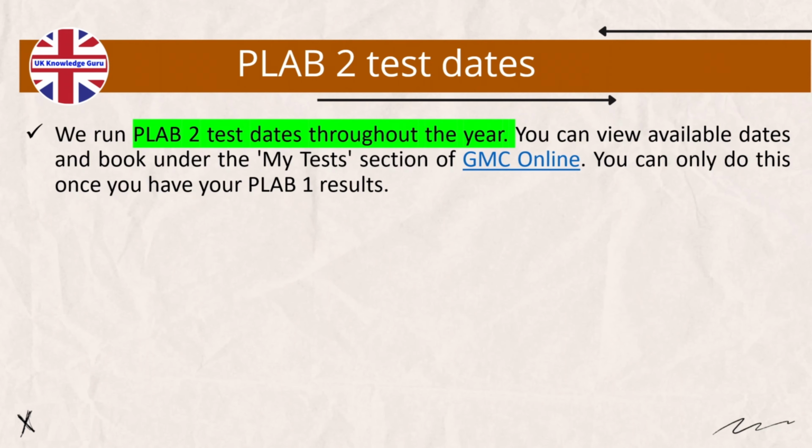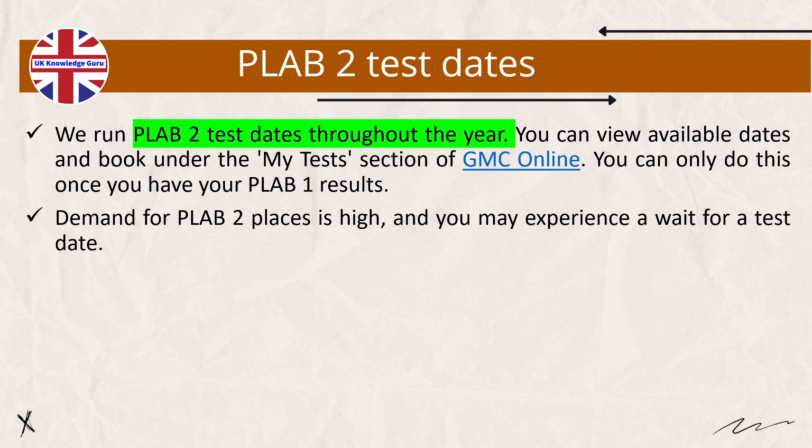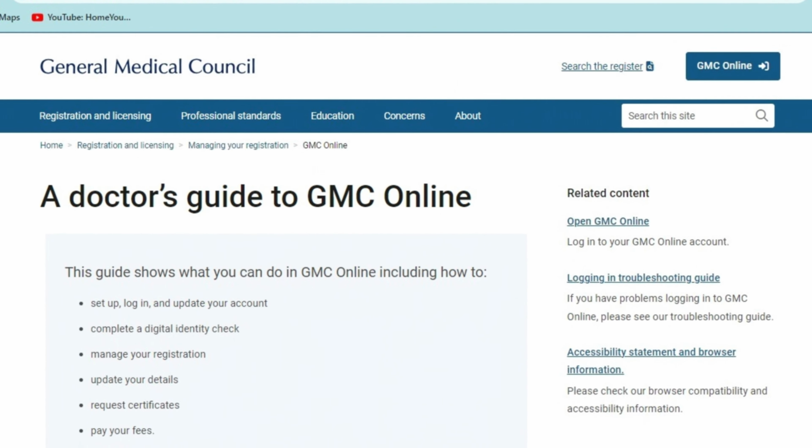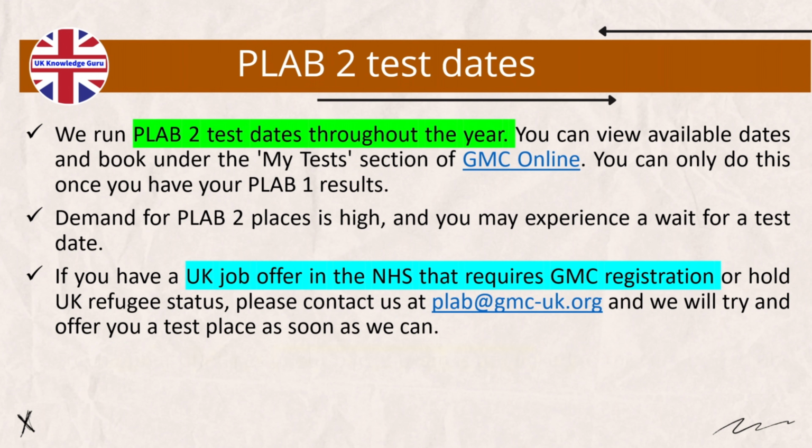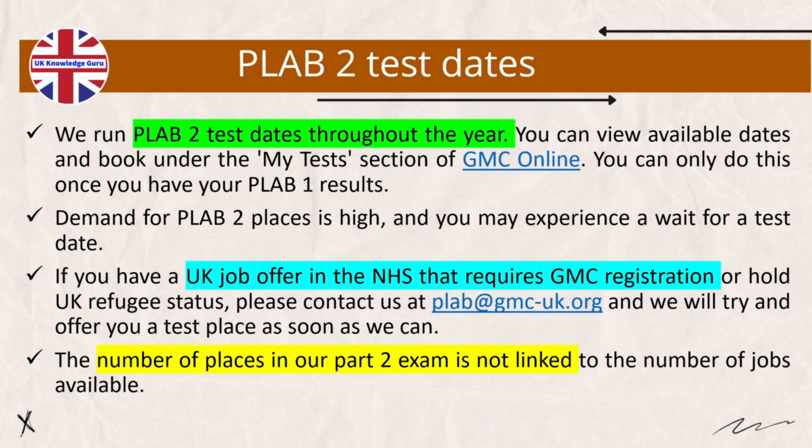PLAB 2 test dates run throughout the year, and you can check the dates online on the GMC website. The demand is high, so you might not get a place every time, but it's always better to plan ahead. If you have a UK job offer in the NHS that requires GMC registration, you can email plab@gmc-uk.org and they will try to offer you the best place as soon as possible. The number of places in the Part 2 exam is not linked to jobs. That's what they have mentioned clearly, because many applicants think that if there are so many places available for the Part 2 exam, there will be so many jobs as well. It does not relate to that.